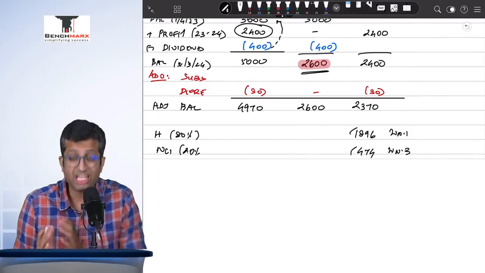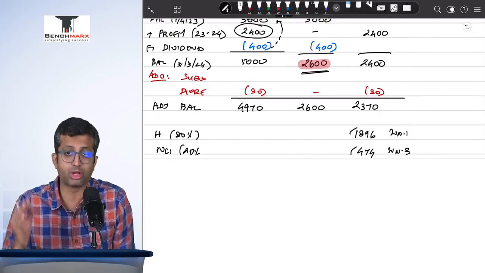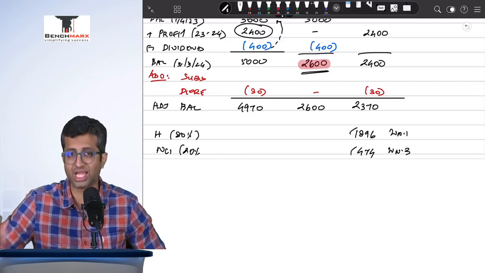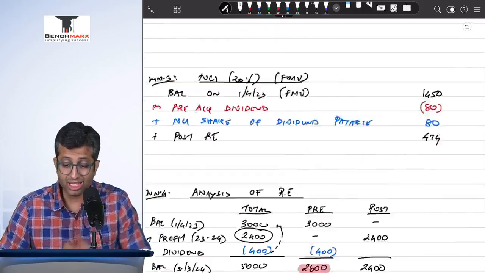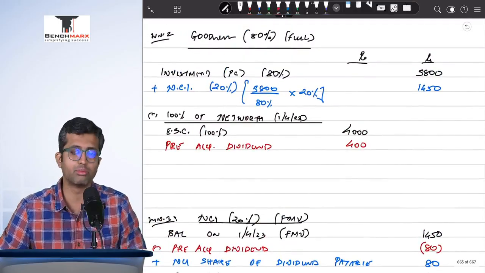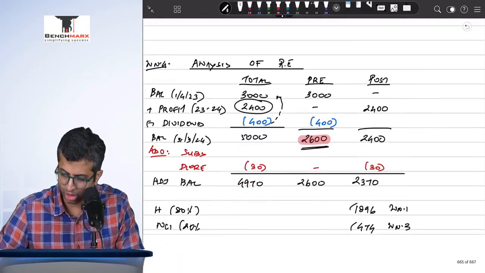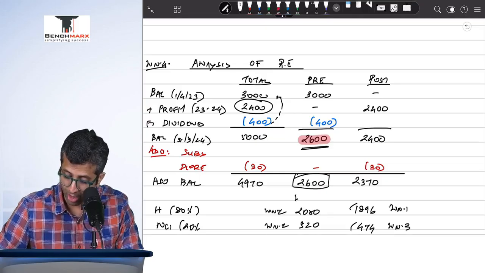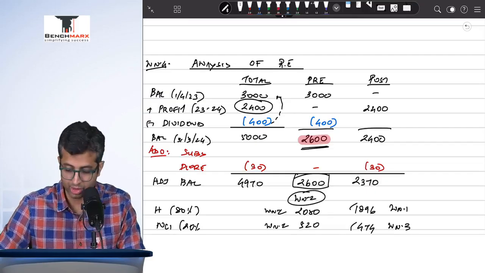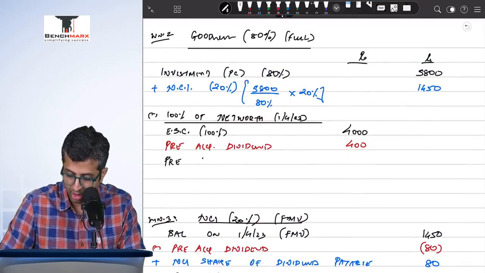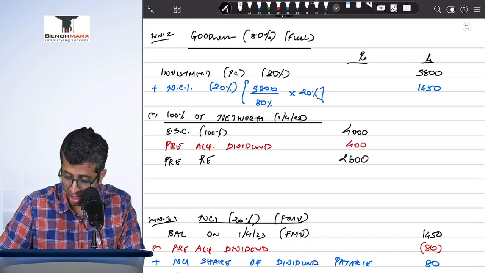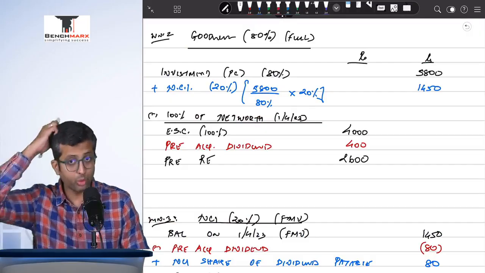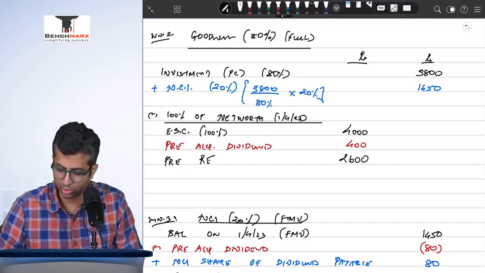Now 2600 is the net worth or the reserves as on the date of acquisition. Here I am taking 100% of this for my full goodwill working, and hence if you want you can always attribute 2600 into 80%, which comes to 2080, and this will be 520. But both of these will go in working note 2 only, because I have to calculate full goodwill and hence I will have to take the full reserves in working note 2. So this is your pre-acquisition retained earnings. This was at 2600. So 2600 plus 400, that is 3000, would have been the base.